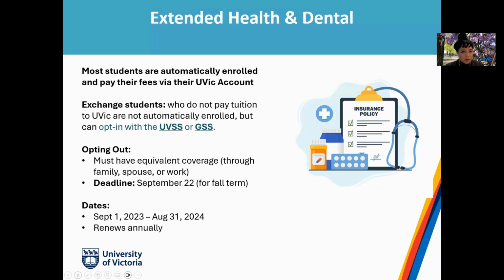Some students might be eligible to opt out of their health and dental extended benefits on the grounds of having equivalent coverage. So it's not an optional plan in the sense that you can choose whether or not you want it, but it is optional in the sense that if you have equivalent coverage and can prove that coverage through, for example, your family, through a spouse, or through your work, then instead of having duplicate coverage, you can choose to opt out. And the deadline for that would be September 22nd. More generally, your plan will renew on an annual basis and is congruent with the school year. So in this case, your benefits would begin September 1st and end August 31st.